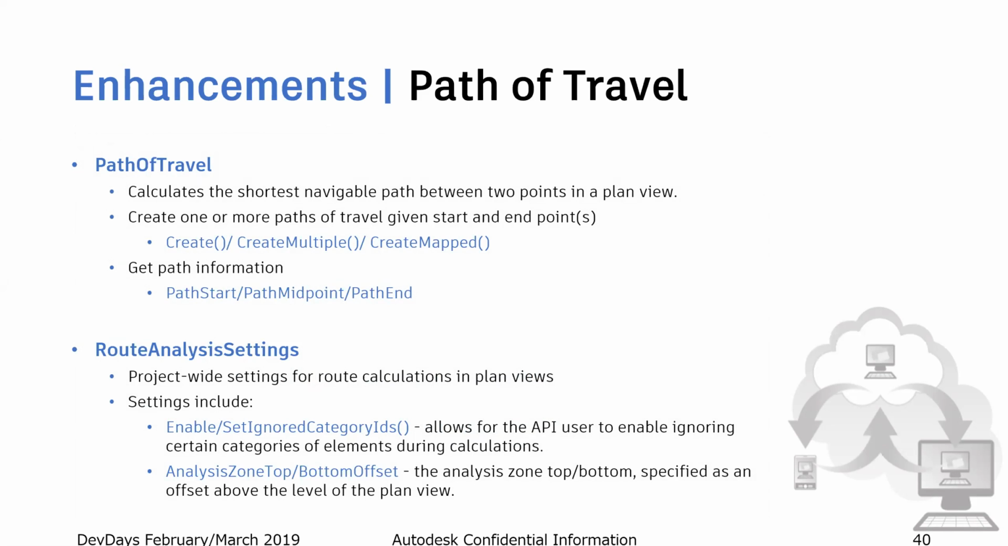There are also a set of project-wide settings that define how a path behaves, and that includes certain category IDs that you may not be interested in. So you saw an example earlier that the path of travel went around tables. You may want to say that you want to ignore furniture for your purposes, and you can make that kind of setting. And then it also specifies what the top and bottom of the view is, like how far you want to go in terms of things that may impact your path.